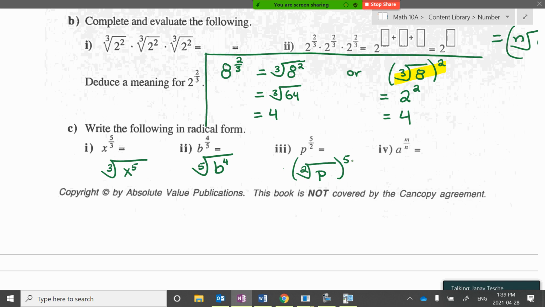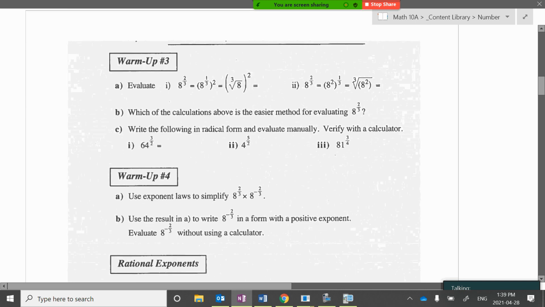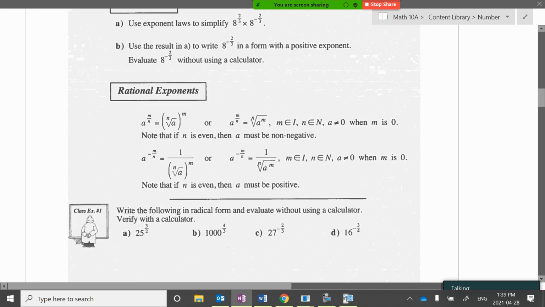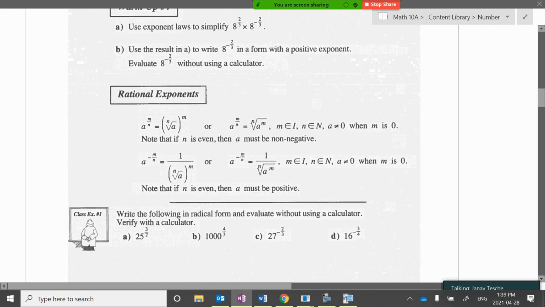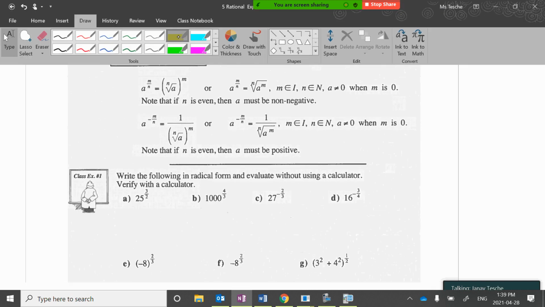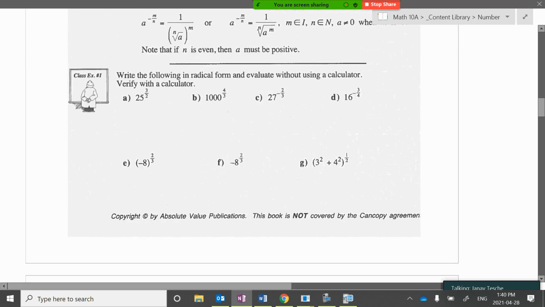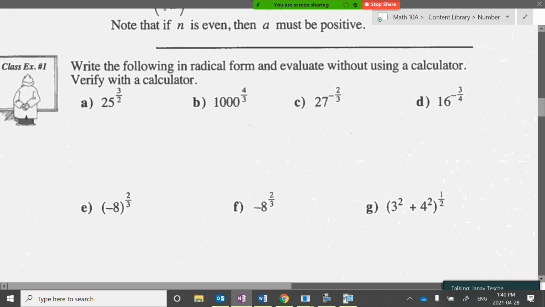Turn your page. I'm going to skip their next couple of warm-ups. Here they've written out your general rules for you again. So I've written those out separately for you, but they do have them in here. Okay, let's look at their class example 1 and go through all of these.